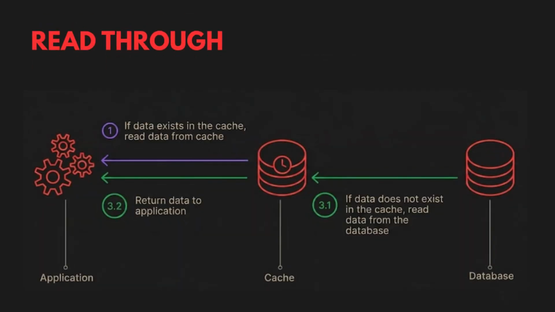Read-through. Here, the cache layer is positioned between the application and the database. Whenever a data request comes, the application goes to the cache first. If the requested data is found, it simply returns it. Otherwise, the cache fetches the data from the database and then returns it to the application. The cache layer is responsible for fetching data from the database.